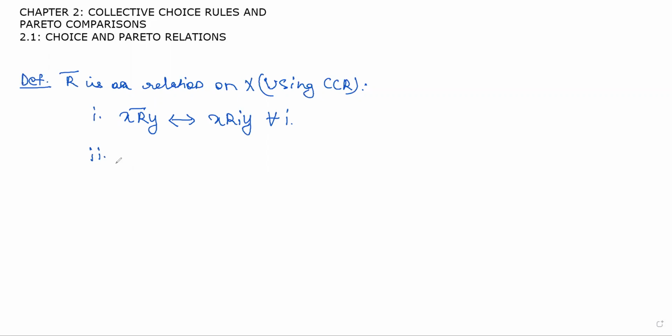This is how we define it. This is a very basic collective choice rule, the Pareto collective choice rule. As you can already imagine, this is a very strict one because we are saying if and only if. More on that later. X P bar Y, where P bar is the asymmetric component of R bar, if and only if X R bar Y and not Y R bar X. And similarly for I bar.